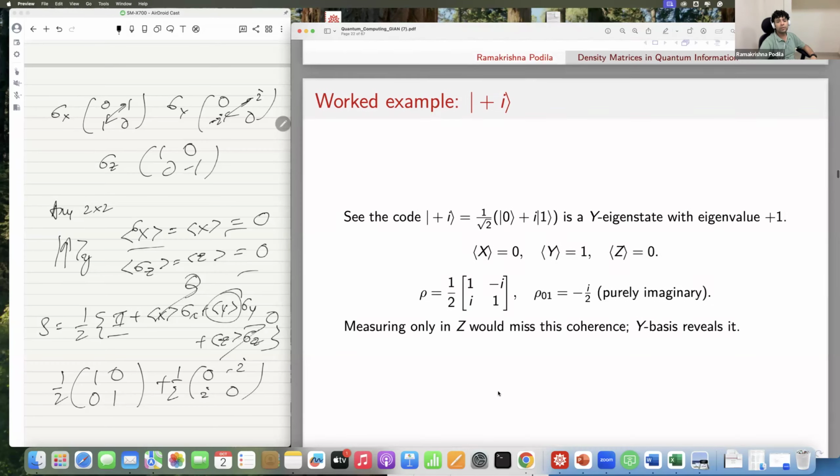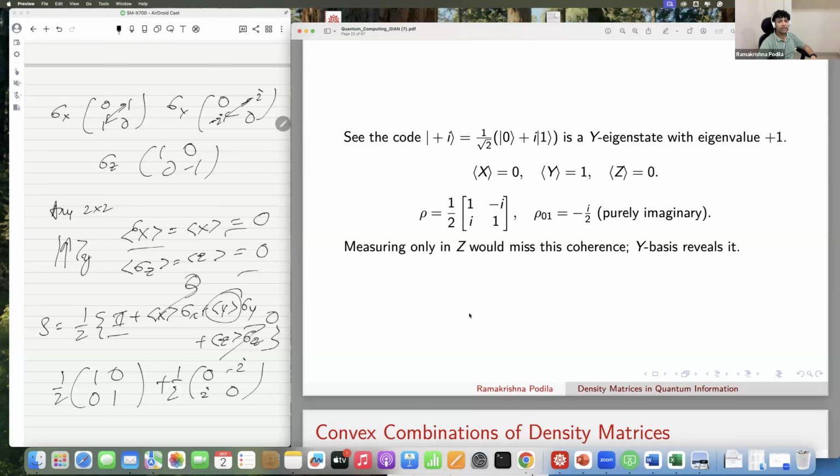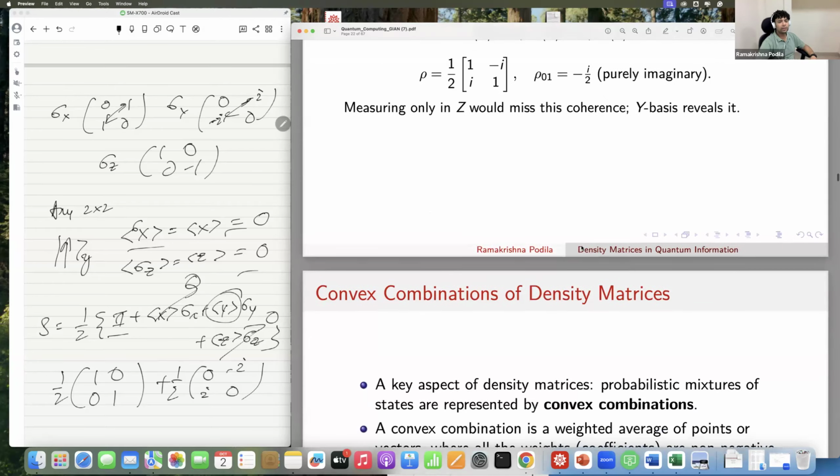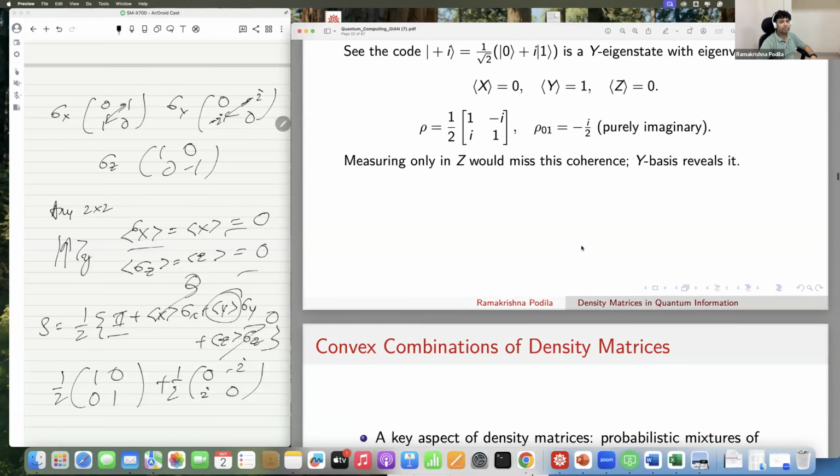So you see that here you have these off diagonal elements, and that would be revealed only in the Y basis. If you measured it in the Z basis, you would simply get 1 and 0. For example, if I took spin up along the Z direction, then I would just basically get here 1 and 0, something like that, right? The off diagonal elements won't appear. I hope I'm making sense. Any questions?